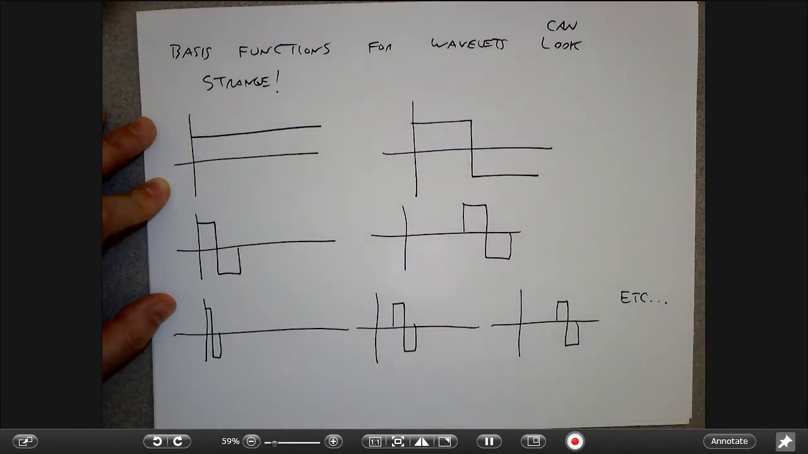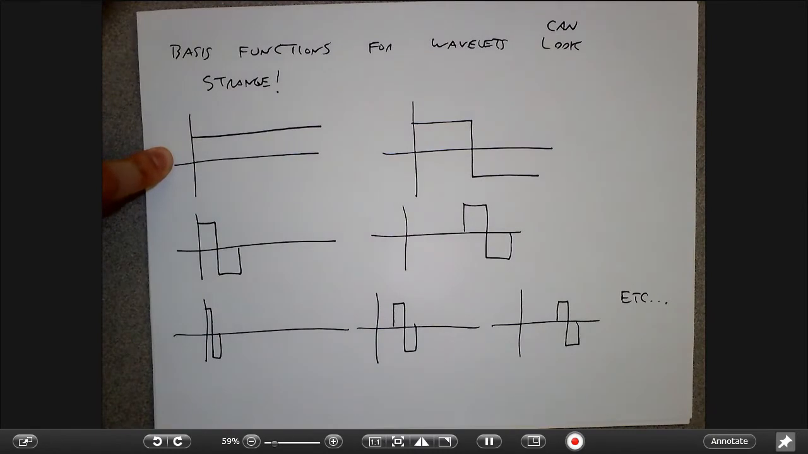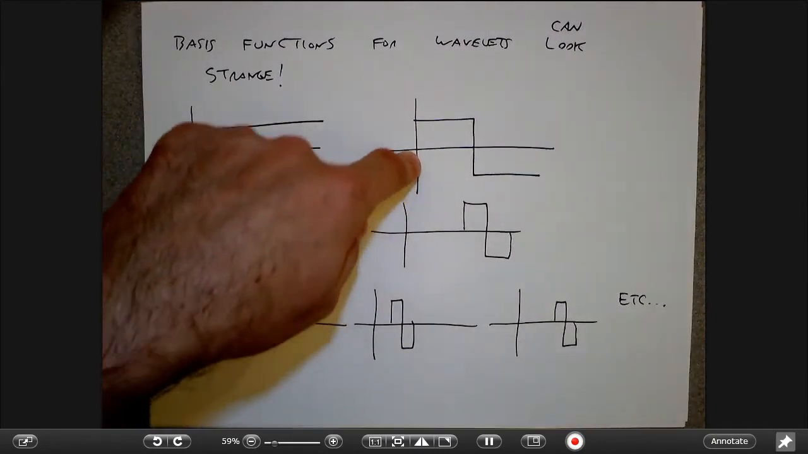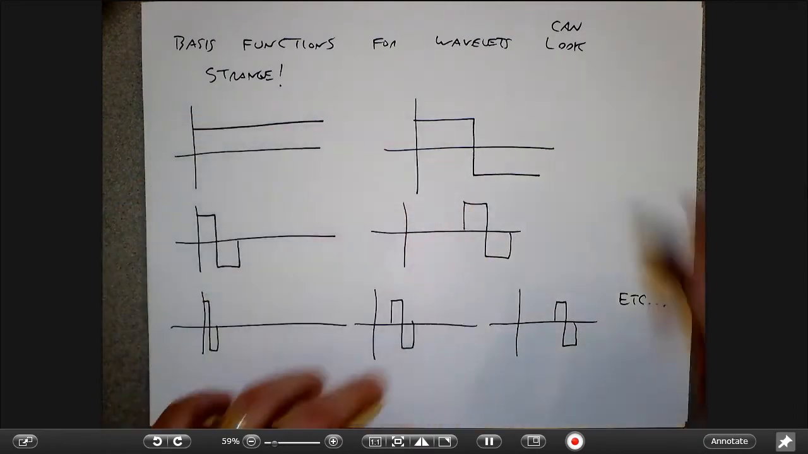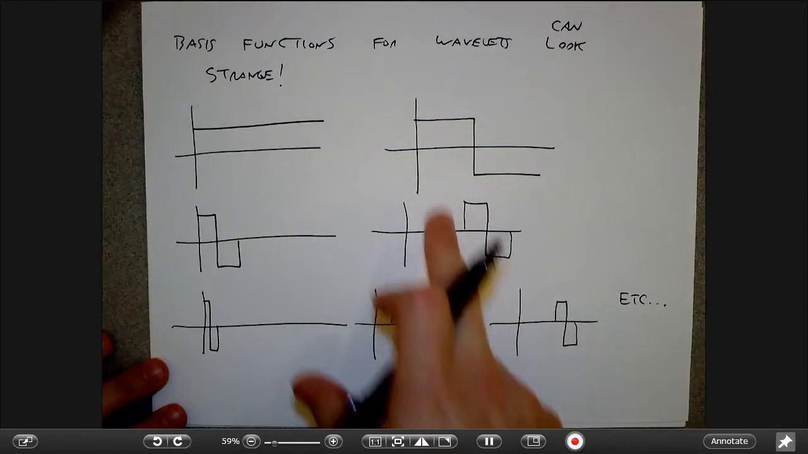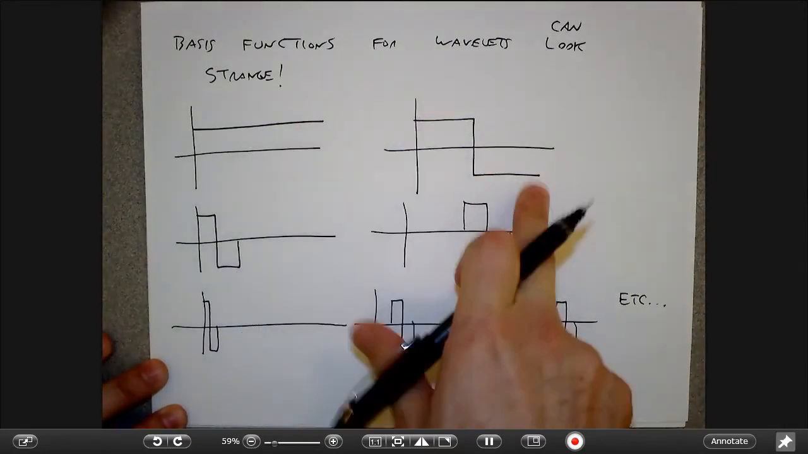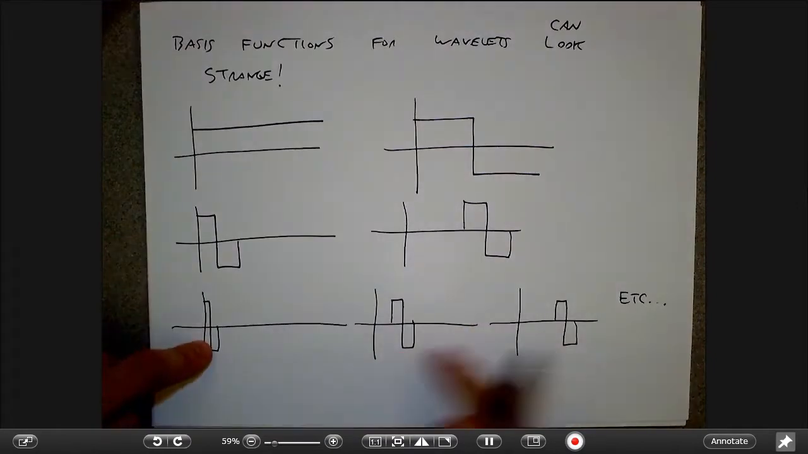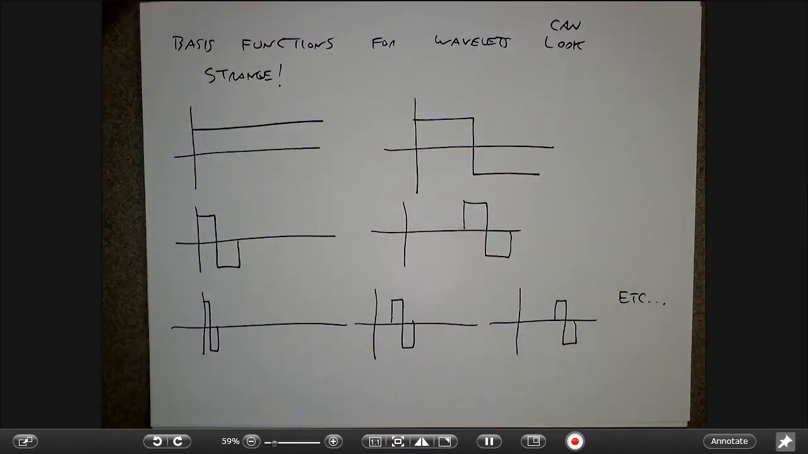And so the idea is that this is my lowest frequency analysis. This is like the average value of the signal. Again, these are all time domain signals, not frequency domain. This is like saying I take the first half of the signal and I subtract the second half, right? But then you can see that these other basis functions are very local, right?